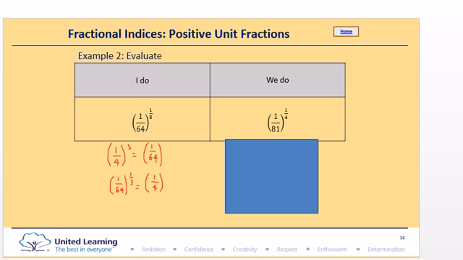Now for the next I do, it's different to the last one because we've now got a fraction raised to a fractional power. But how we approach it is pretty much the same. The power of a third still means finding the 3rd root, the cube root of 1 over 64. So the cube root of 1 is 1. The cube root of 64 is 4. So 1 over 64 to the power of a third equals 1 over 4, or a quarter. Please pause the video and try the we do for yourselves, remembering that the power of a quarter means the 4th root.